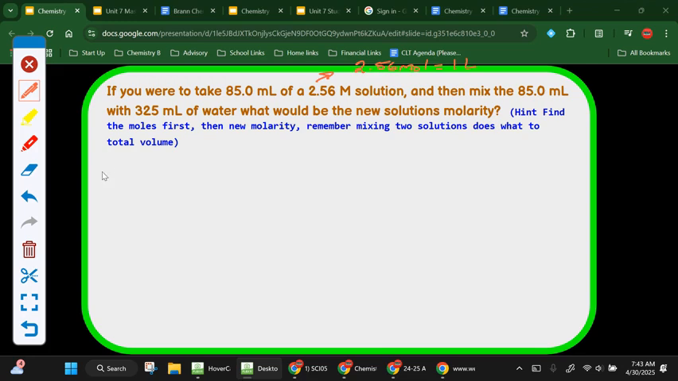So we are going to take our 85.0 milliliters, and the first thing we have to do is what? Make it into liters. Okay? The next thing I'm going to do is make a conversion factor out of this up here. So to do that, I'm going to put 1 liter on the bottom. I'm going to put the 2.56 moles on top. Liters and liters cancel out. All right, did anybody get an answer for this?